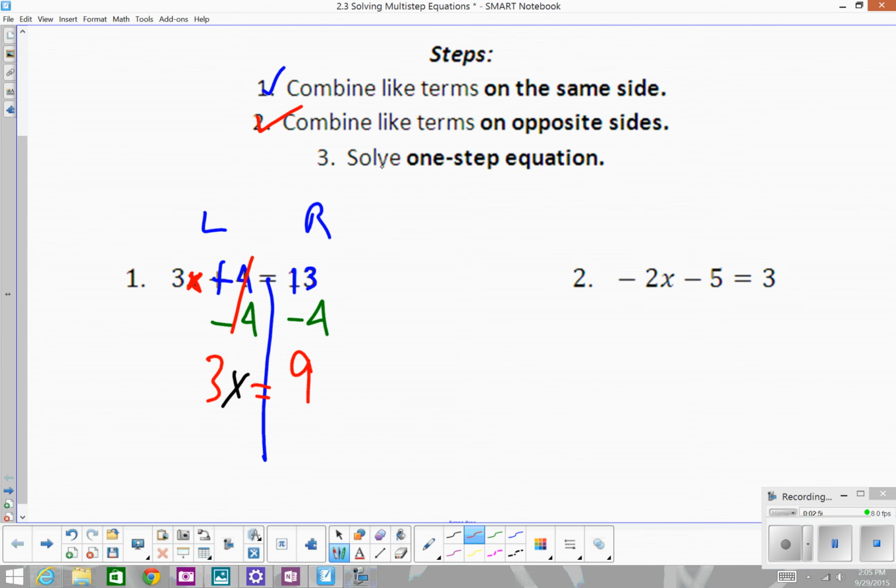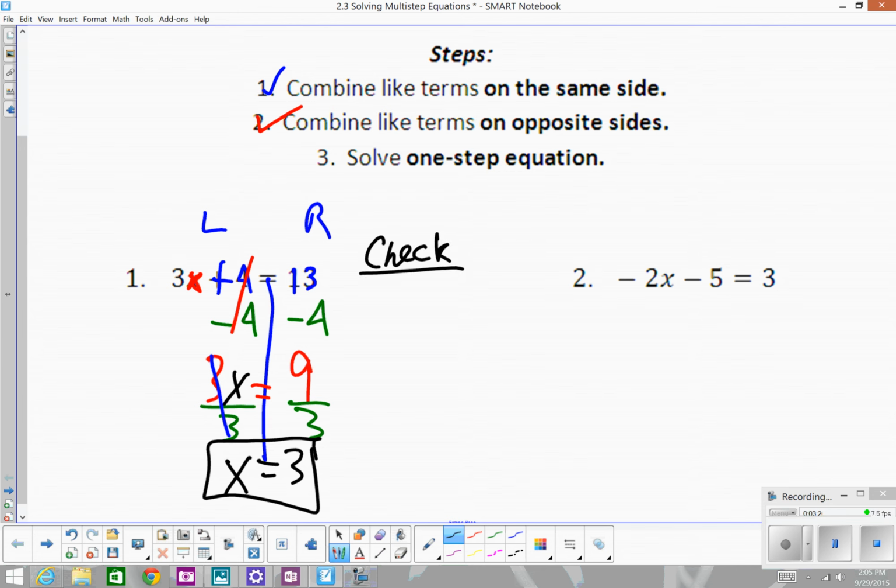My last step says solve the one-step equation. Right now it's just a one-step equation. What is that 3 doing to the x? That 3 is multiplying. Remember that? So how do I undo multiplication? You just divide. When we simplify, 3 divided by 3 cancels out to be 1, and I'm left with x equals 9 divided by 3, which is 3. That's my answer. Cool.